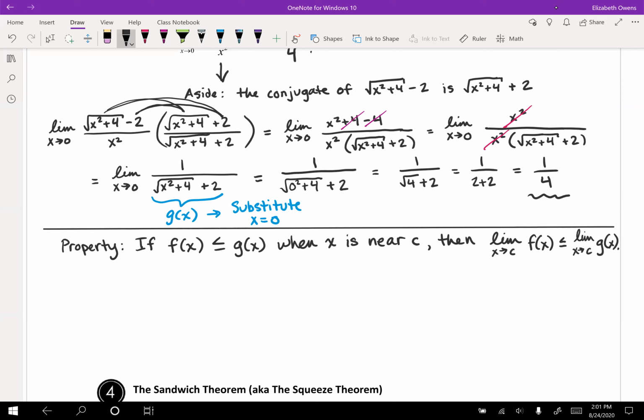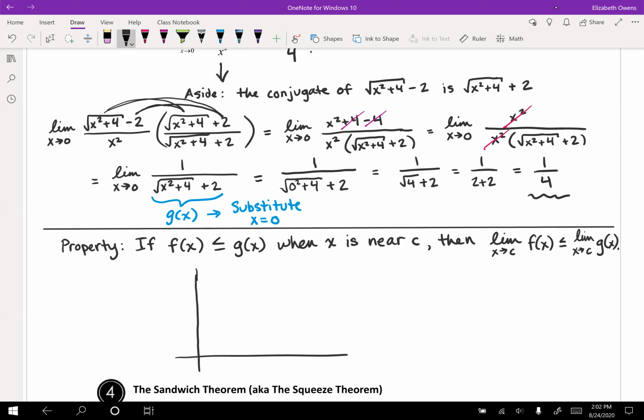Okay, and you can kind of picture what's going on here just by thinking about the y values of the functions. So remember, these are y values that we're talking about. If f of x is less than or equal to g of x, then our limits are going to have that same relationship. The limit of f of x is going to be less than or equal to the limit of g of x. So let's sketch a little picture here just to clarify this.